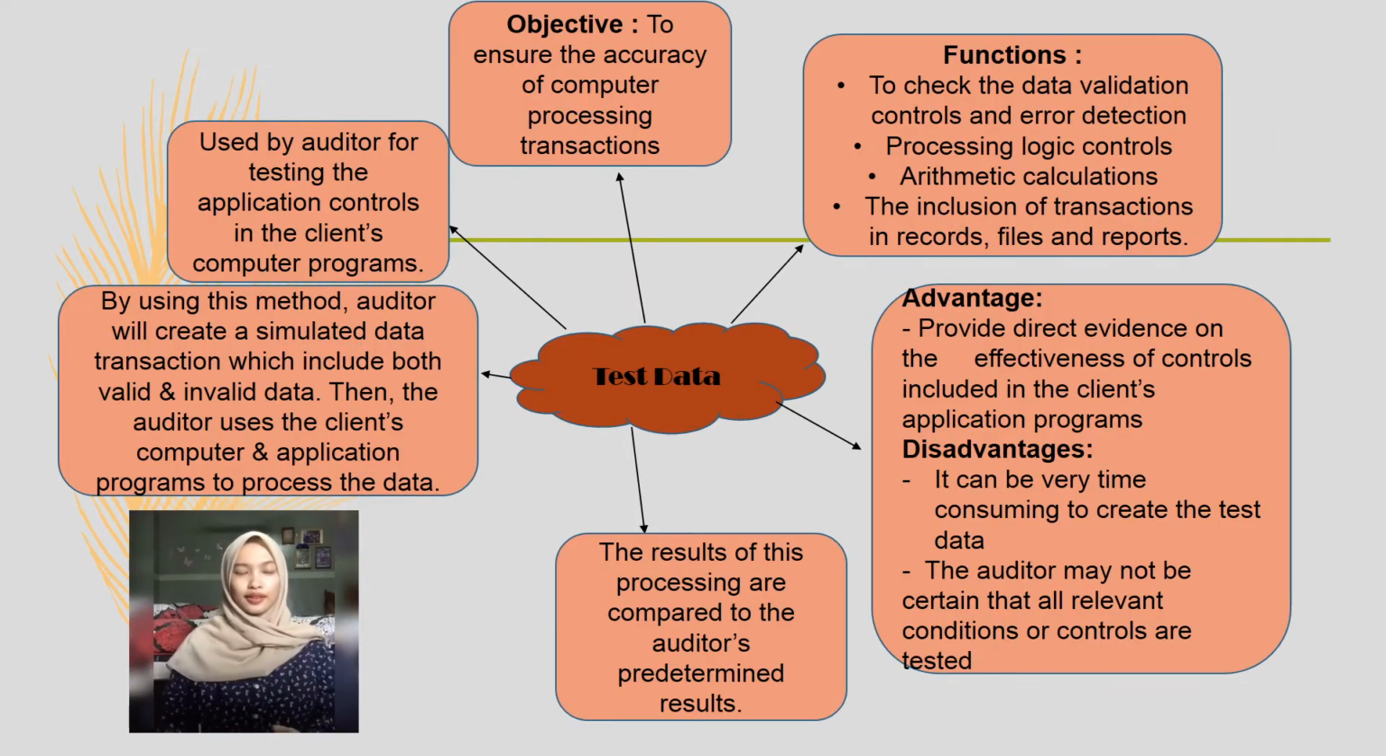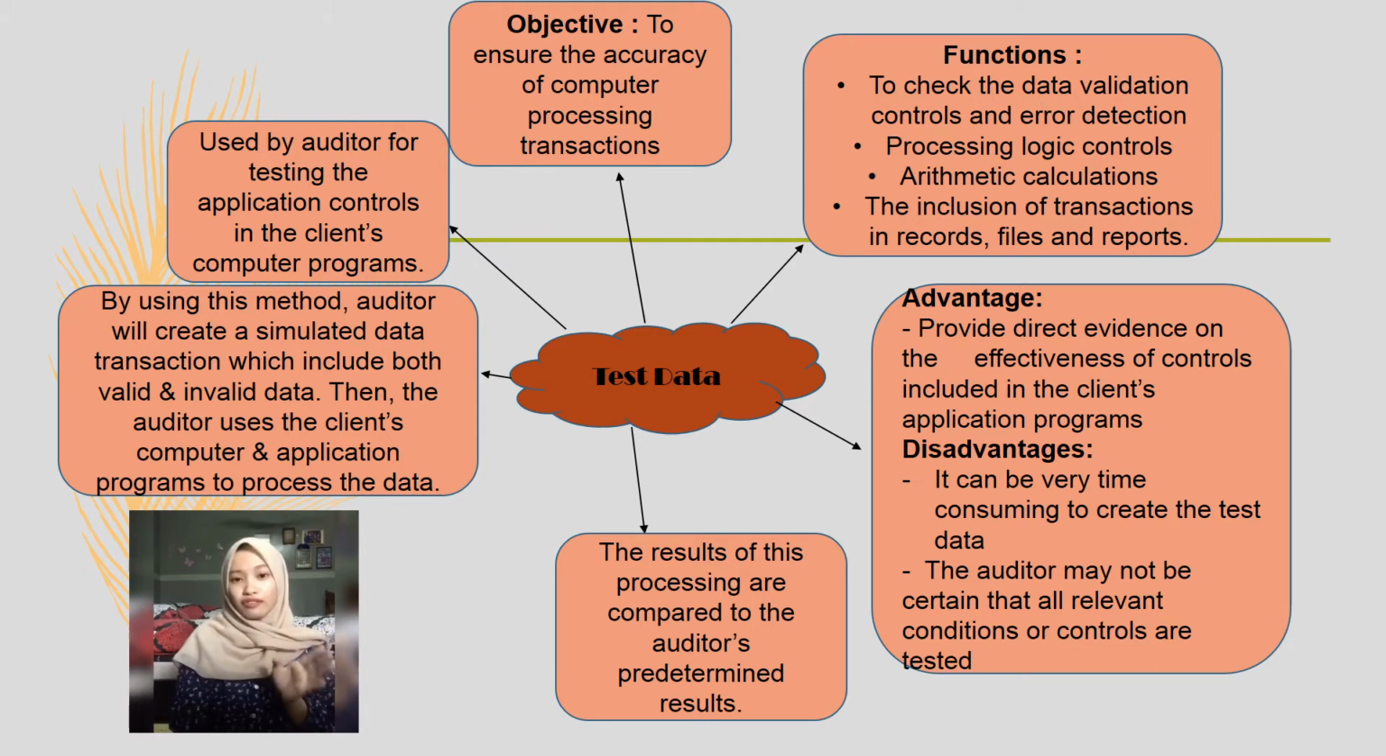Now I will proceed with the other type of CAAT, which is test data. Basically, the auditor will use the test data for testing the application controls in the client's computer program. In using this method, the auditor first creates a set of simulated data for processing. The data should include both valid and invalid data. After calculating the expected result of processing the test data, the auditor then will use the client's computer and application programs to process the data.